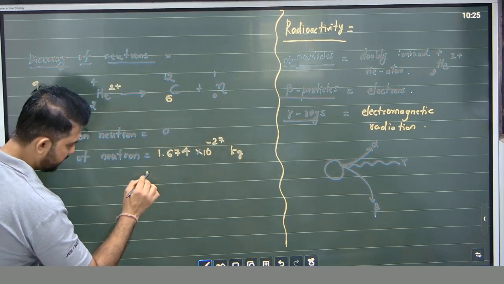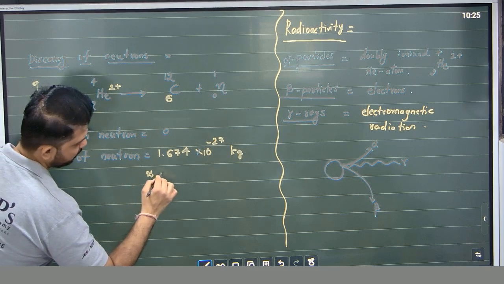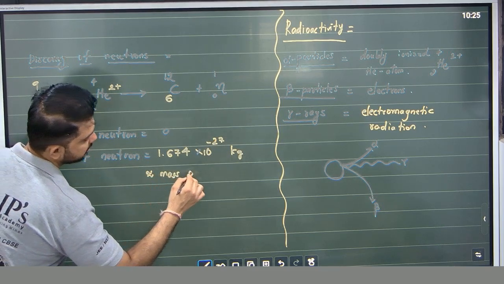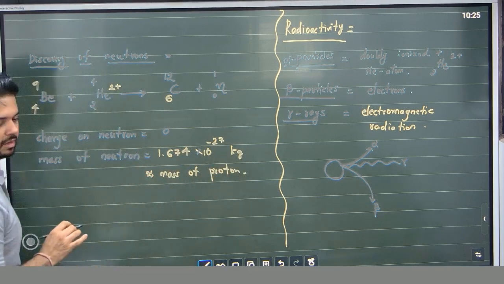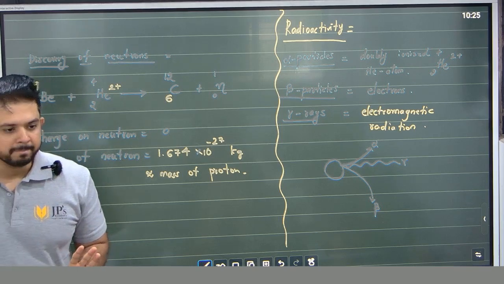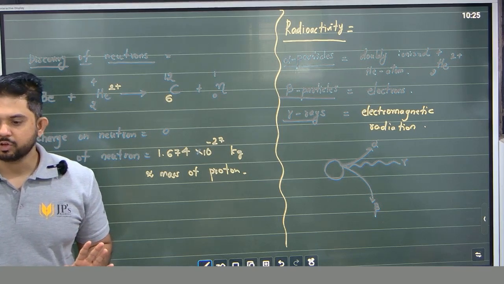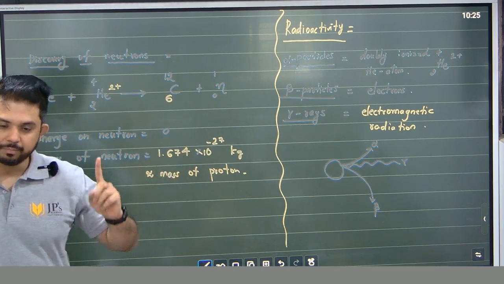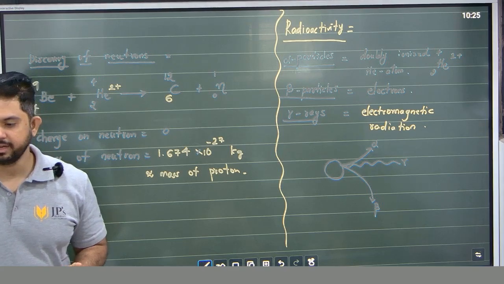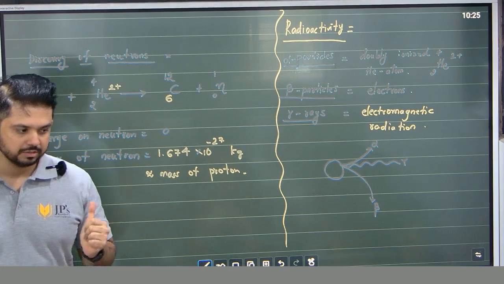kgs. कभी कभार हम क्या बोलेंगे? Almost same as the mass of proton. This is just during numericals. हम क्या assume कर लेंगे? It is almost equal to the mass of proton, but it's not. This is 1.674 and mass of proton was 1.672. Did you people get that? Jaldi jaldi copy this.